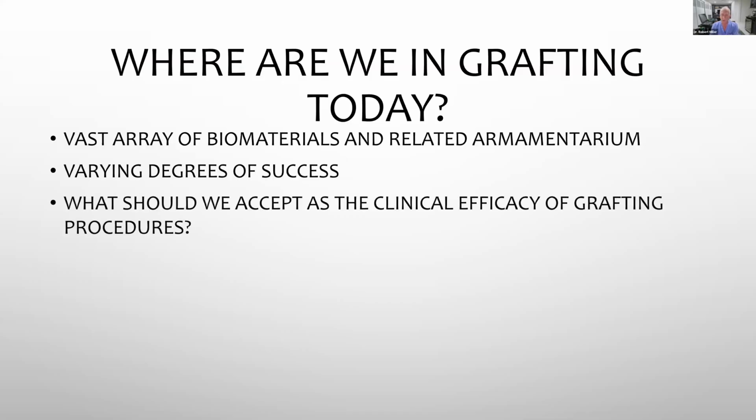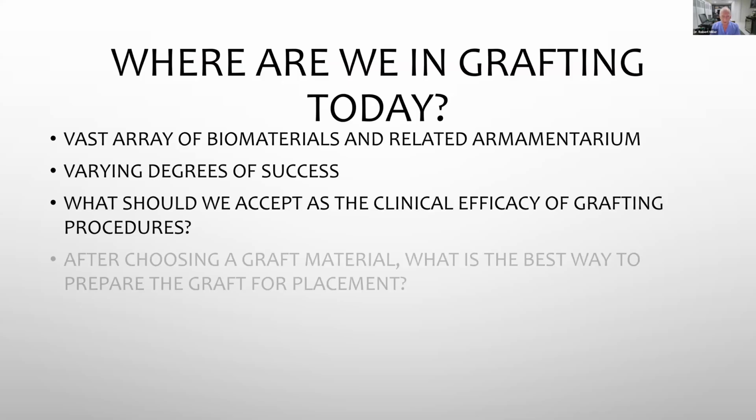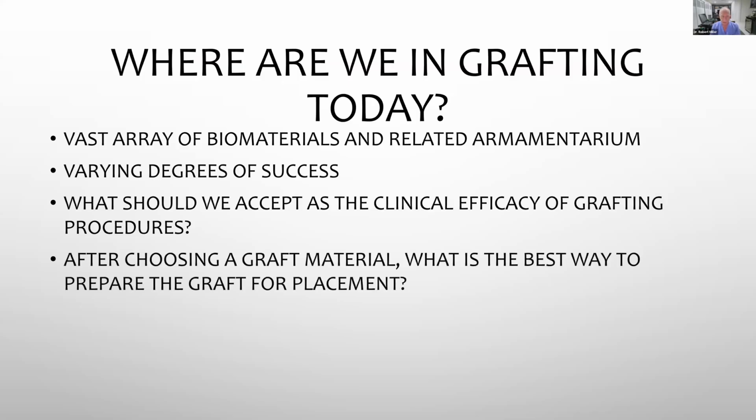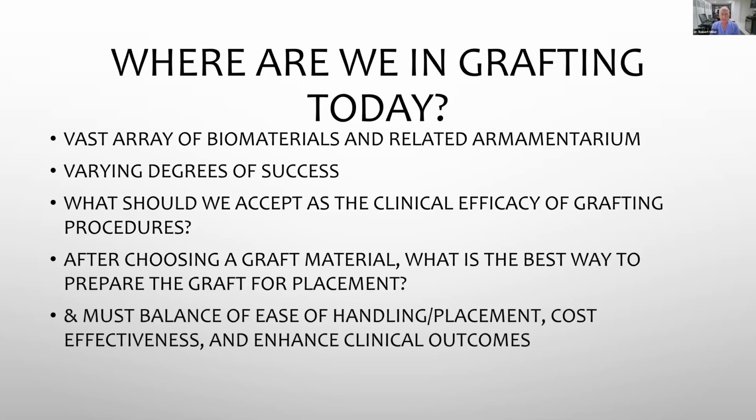And then when you look at this, what should we accept as the clinical efficacy of a grafting procedure? What is your metric for that? And after you choose the material, what's the best way to prepare it? With sterile anesthetic solution, with saline, with whole blood, with autologous plasma or autologous serum? What do we use? At the same time, you also have to balance how easy it is to handle and to place, how much it costs. Do you want to be spending $1,000 just on biomaterials?